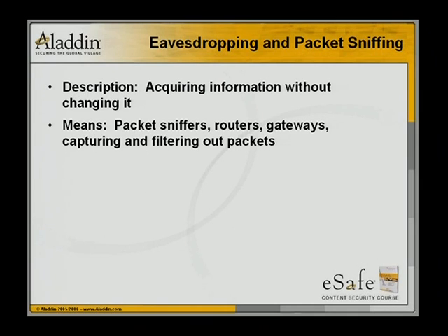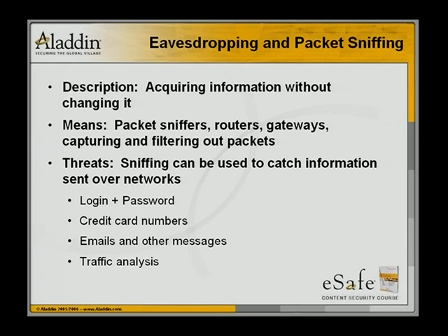OK, so as we said, the means of sniffing the network are packet sniffers, wireless gateways, capturing and filtering out packets, like we saw in Ethereal. Threats: sniffing can be used to catch information sent over the networks, like login and password, username and password, credit card numbers, email and other messages, and also traffic analysis. I can see that most of the traffic is mail traffic, or most of the traffic is web traffic, et cetera, encrypted traffic, and so on.